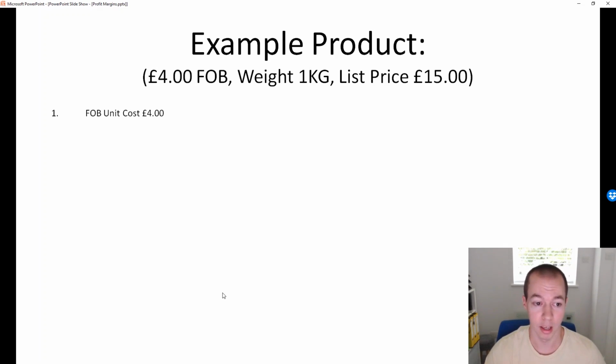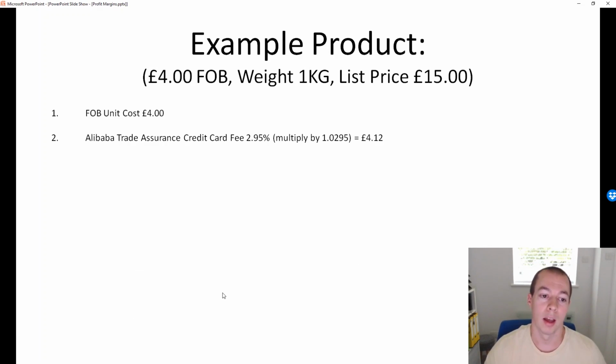So obviously, like I just said, the FOB unit cost, so the FOB is the cost to get it to the nearest port ready for your freight forwarder to take it over. So that's your product manufactured, packaged up and shipped to the nearest port. So £4 per unit is the cost. And then when you're buying these products through Alibaba, there is a trade assurance credit card fee of 2.95%. So if you times it by 1.0295, you'll get the total how much it's going to cost you per unit.